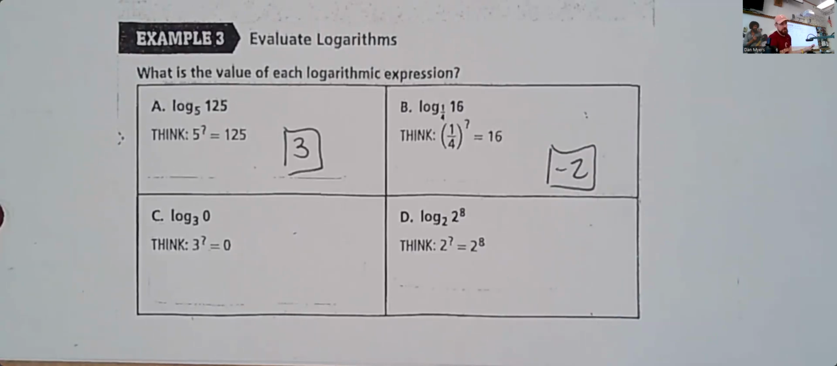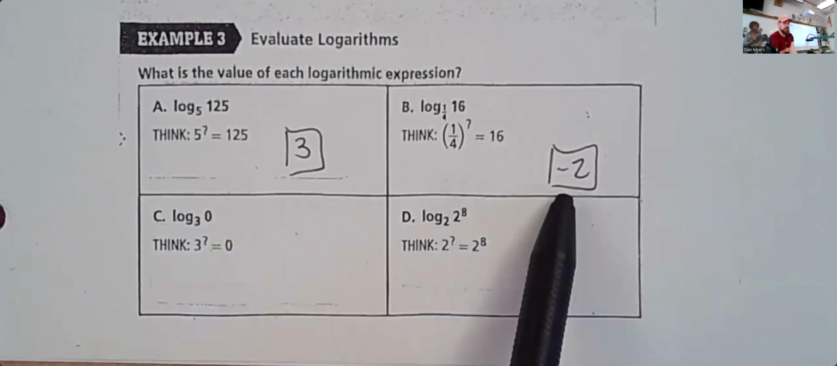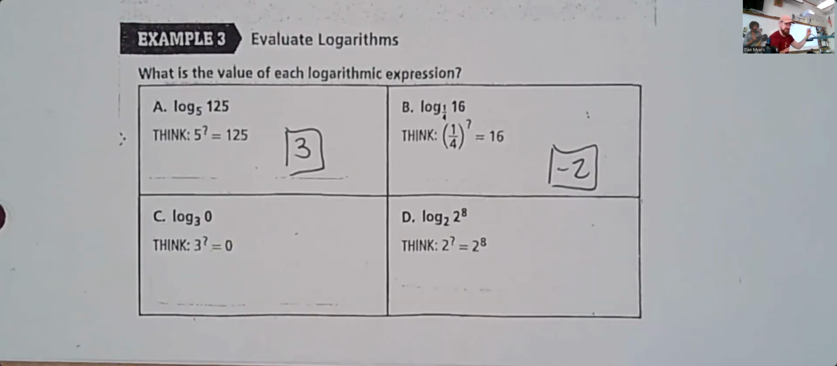1/4 squared would be 1/16, which means 1/4 to the -2 would take the reciprocal of that and turn it into positive 16. This is stuff that you did back in Algebra 1, by the way, in terms of thinking through positive and negative exponents.